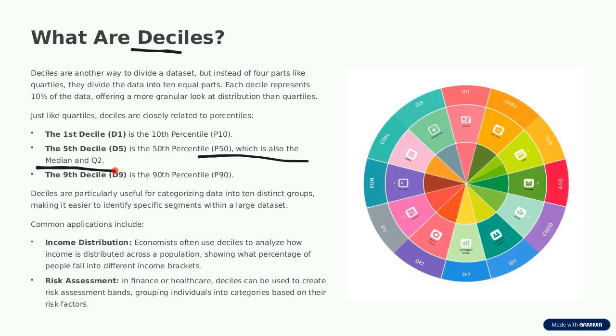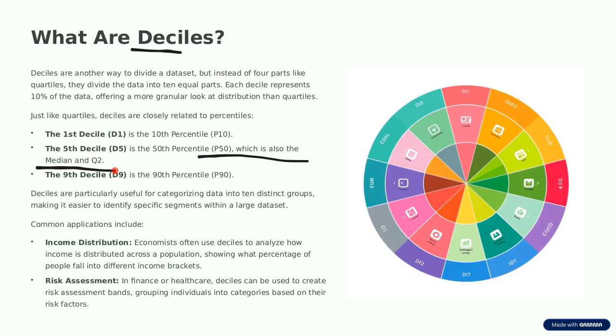The fifth decile is the same as the 50th percentile, P50, which is also the second quartile and the median of the data set. All right, I'll take that again. The first decile, D1, is the 10th percentile. Let me give an example of 100 data points. If you divide 100 data points into 10 equal parts, you are going to have 10 in each decile.